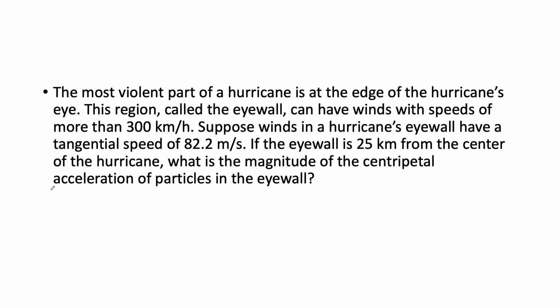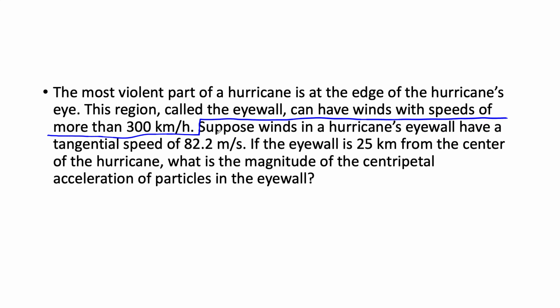As you see here, the most violent part of a hurricane is the edge of the eye. The eye wall has winds up to 300 kilometers per hour. Okay, all that is background. Remember, what we do here is we take some of this and we're setting up the situation or the experiment. We're just saying, hey, this is the violent part. This is where the winds go.